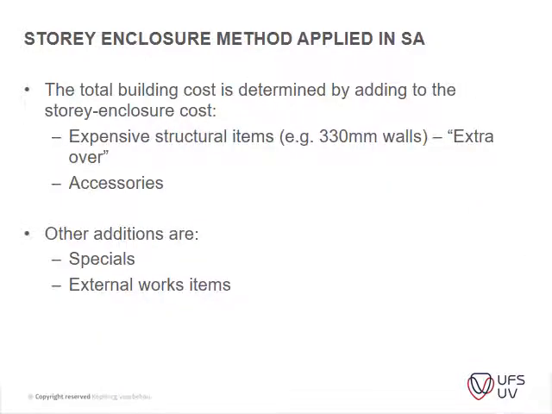Okay, so with the storey enclosure method applied in South Africa, the total building cost is determined by adding the storey enclosure costs. So expensive structures items, for instance, if you have thicker walls or hollow core walls, it will be an extra over. Or you can have a different factor that you multiply your wall areas with. Obviously accessories are also added, like nice finishes, if for instance it's not standard finishes and you have other accessories that you have to add to the building. Other additions are any other specials and external works.